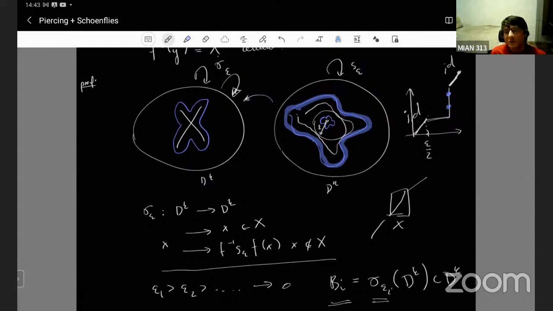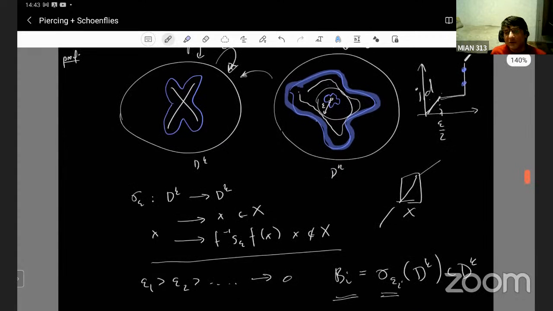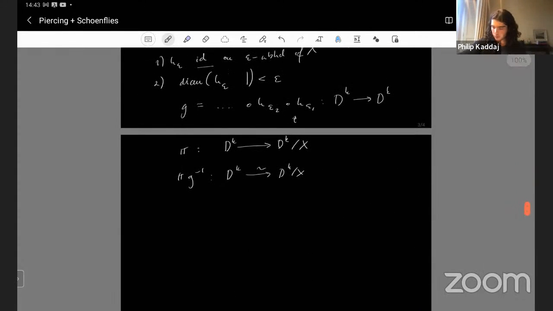May I ask, what are we trying to prove now? I'm trying to show that if I collapse a cellular set, the quotient is homeomorphic.